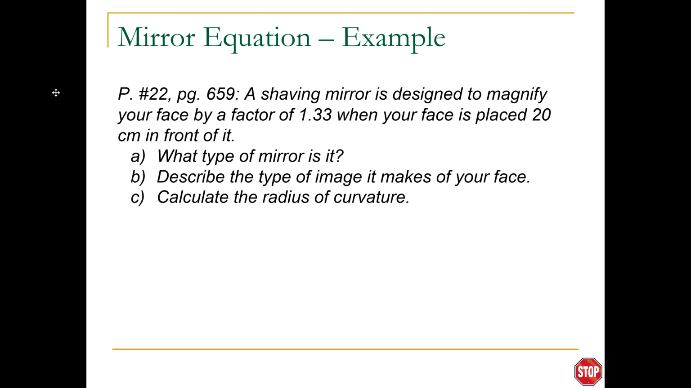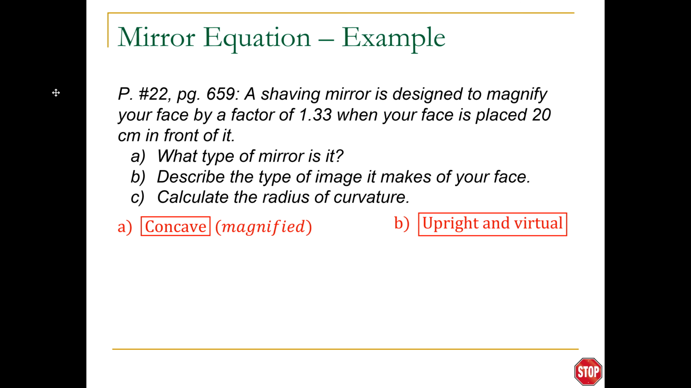So first, for the type of mirror, there's only one mirror that can magnify your face, especially if you want it to appear upright at least, and it has to be a concave mirror. And we should already know it has to be where your face is in between the focal point and the mirror itself. For part B, the type of image, we know with a concave mirror, when the object is between the focal point and the mirror itself, that the image is upright and virtual. It's also magnified, but we already knew that.